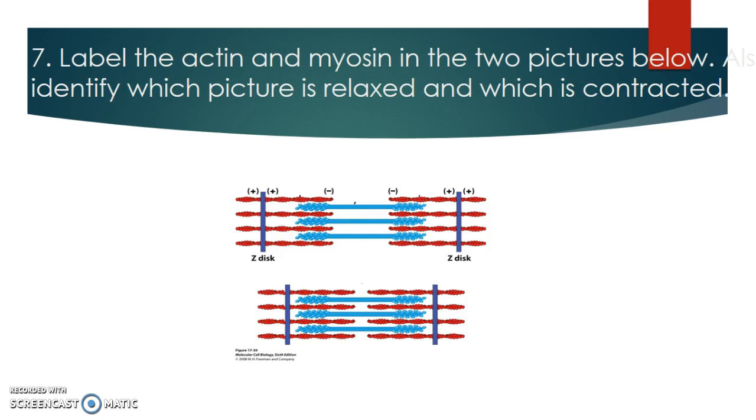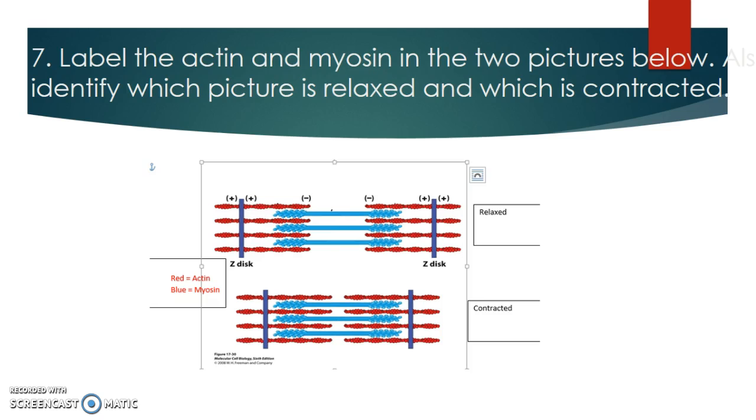Label the actin and myosin in the 2 pictures below. Also, identify which picture is relaxed and which is contracted. Well, first of all, the red is going to be that actin. Think of that as that twisted licorice. And then the blue is the myosin.